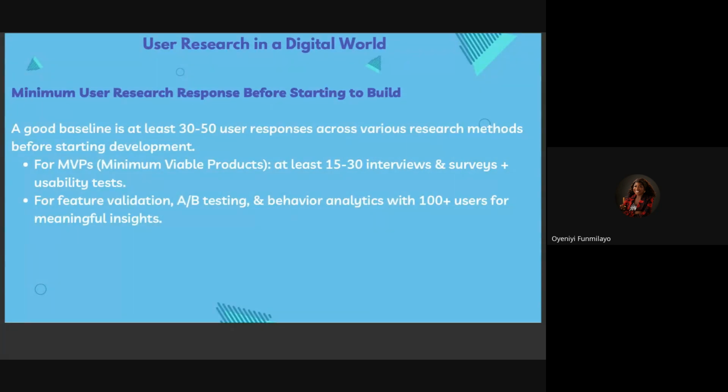So let's say for example, you want to build an MVP. You need to do at least 15 to 30 interviews. 15 is even too small. 30 to 50 interviews and surveys, right? And then for your usability testing, you can now do 15. That's for your MVP. Don't worry, we are going to talk about what an MVP is. Properly. You will really understand what an MVP is.